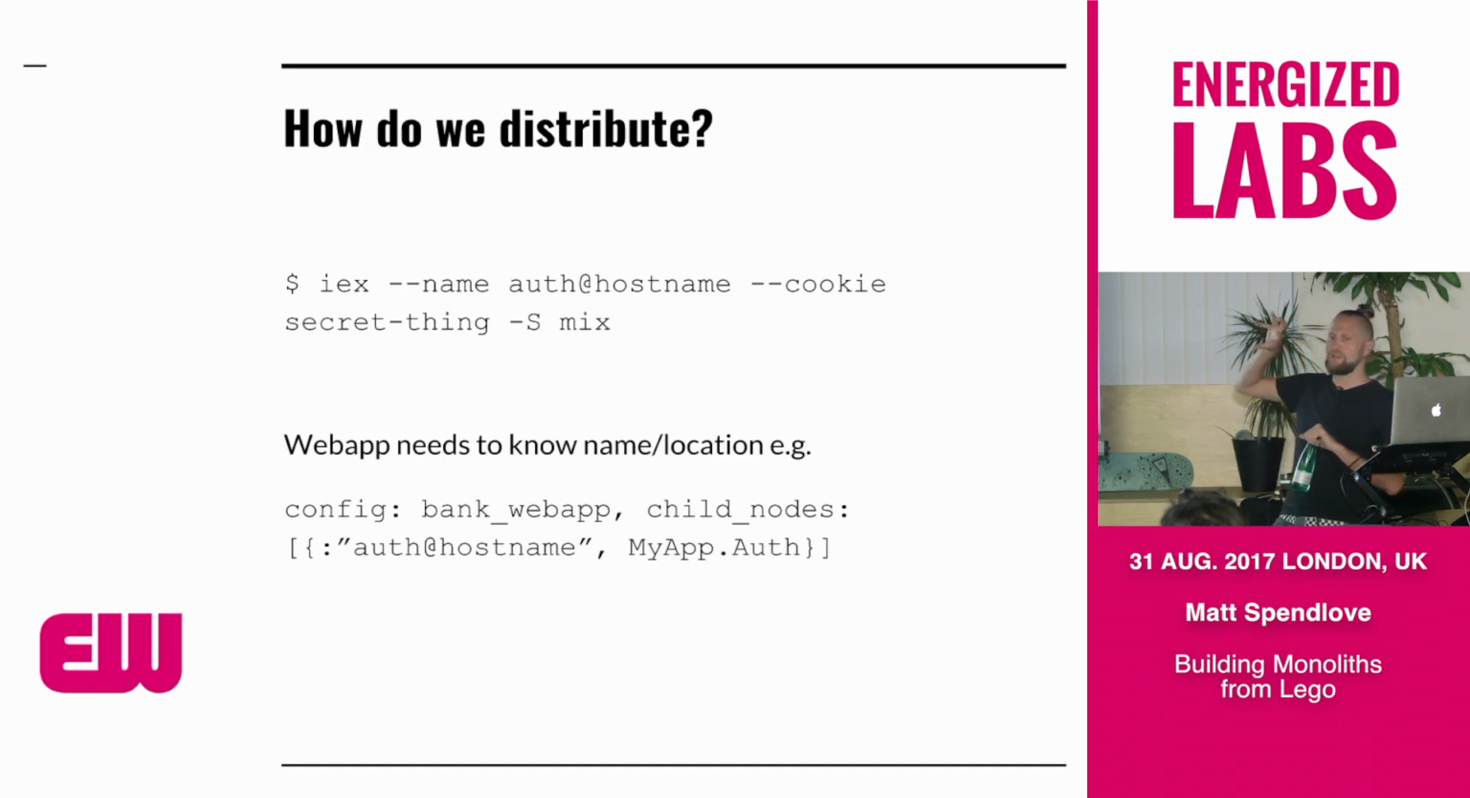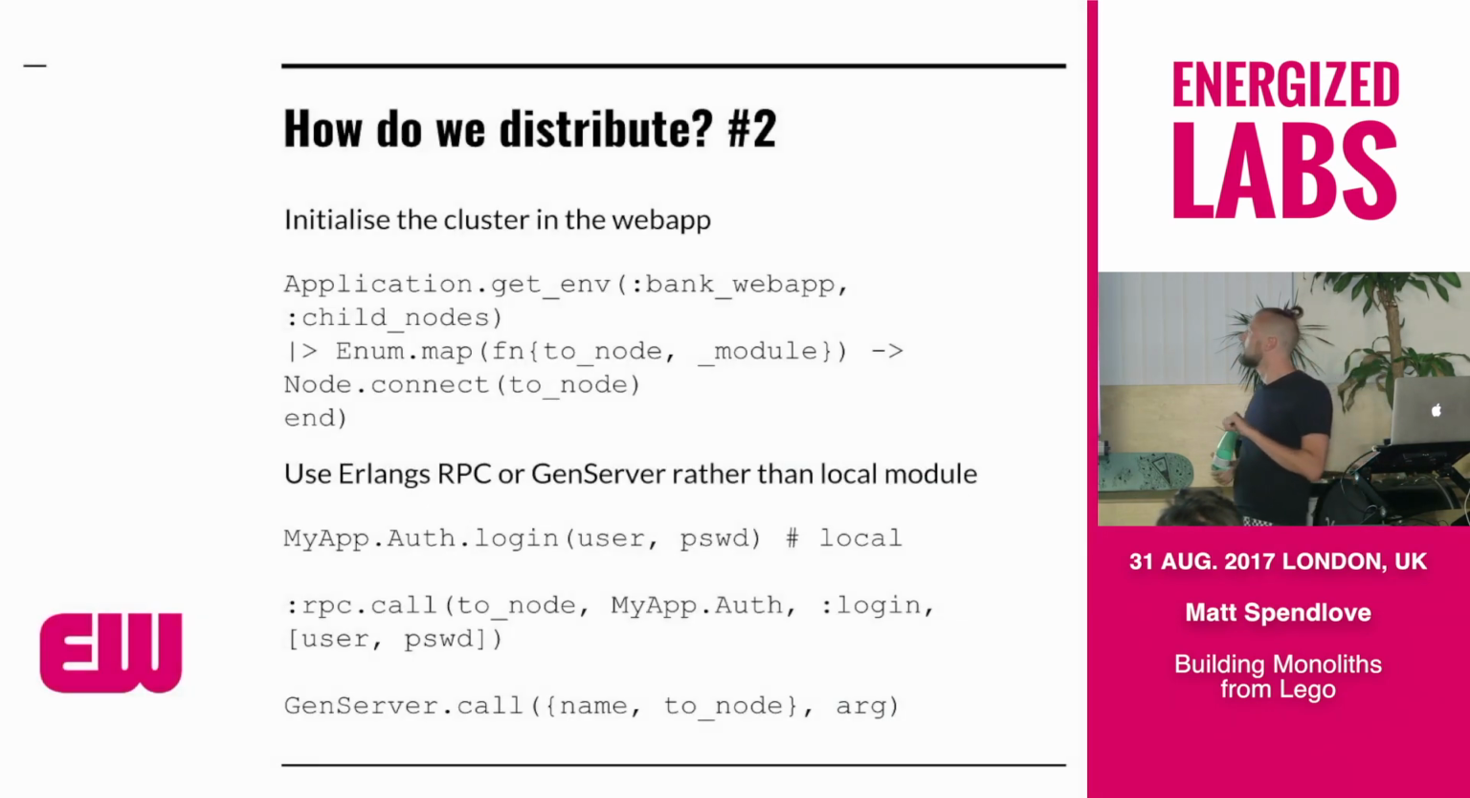IEx is an interactive session, just a command line tool. It basically will fire up a virtual machine, right? In this case, we're firing one up called auth at a particular host name, right? And within the web application, we then need to say, well, where does this thing live? So we need to connect to it, right? There's a bit of configuration that says we've got this other service living on some host name, and I want to communicate with a module in there called myapp.auth, right? That'll become a bit clearer.